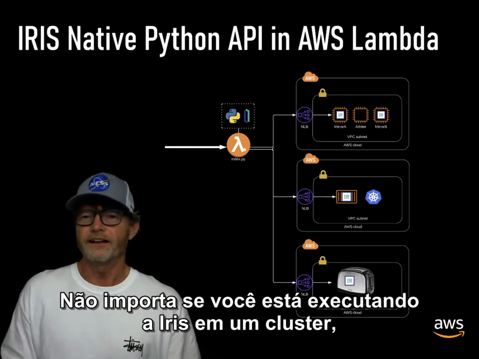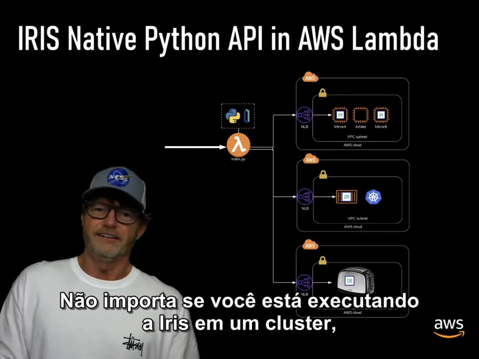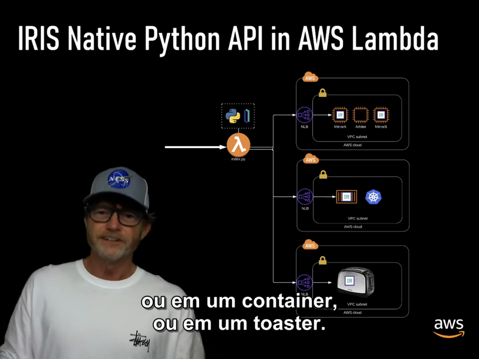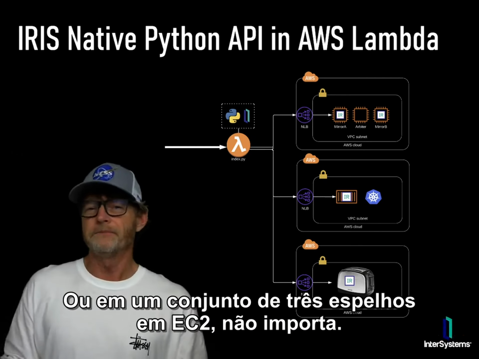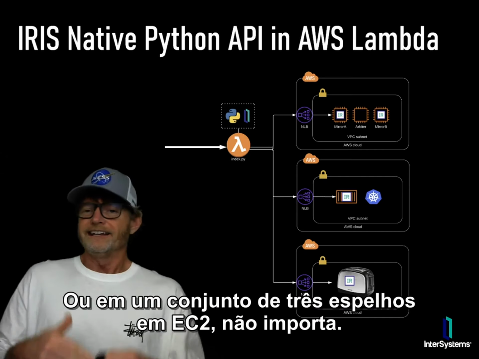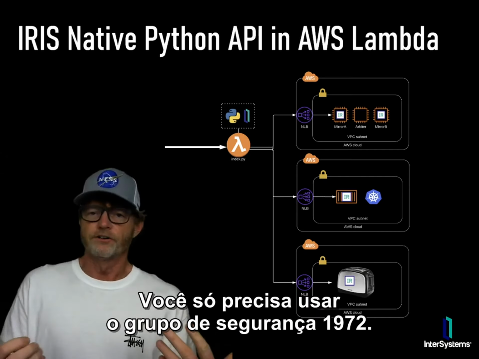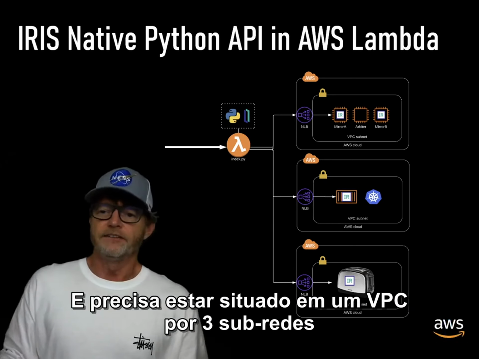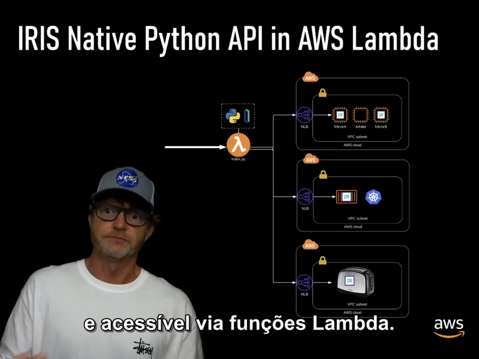I don't care if you're running Iris on a Kubernetes cluster or a container or a damn toaster. It doesn't matter. I'm running it on a 3-wide mirror set on EC2. Again, it doesn't matter. Just the security group needs to be listening for 1972, and it needs to be situated in the VPC across 2 subnets and accessible for the Lambda function.